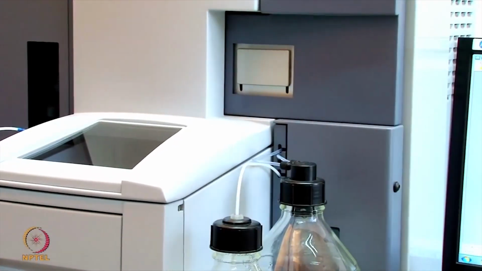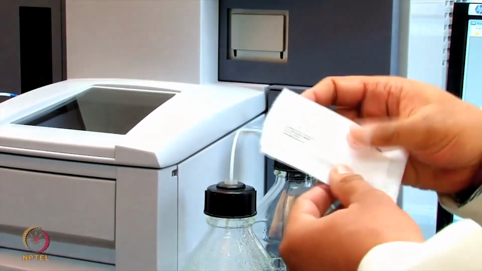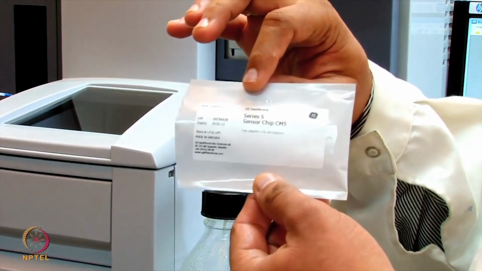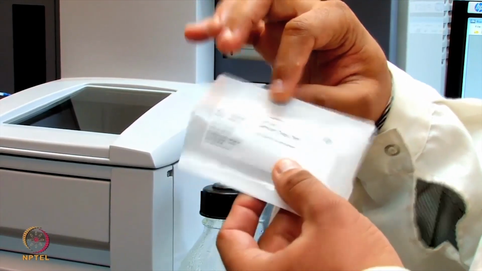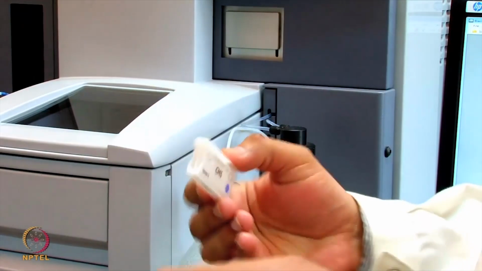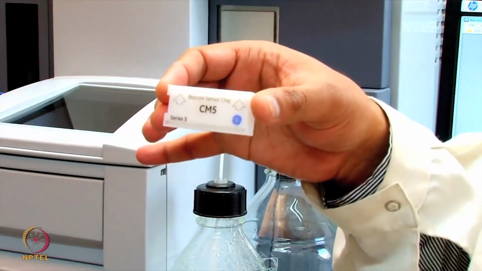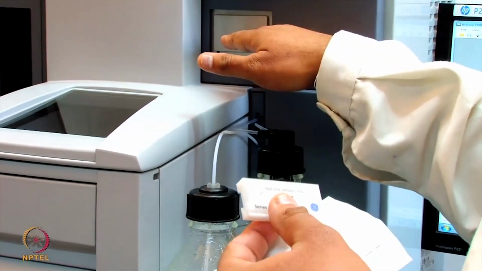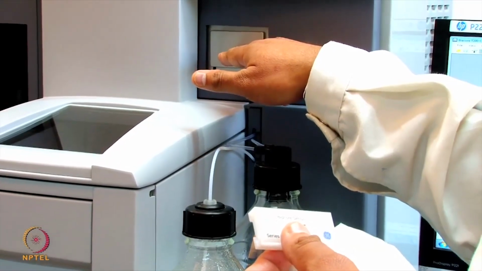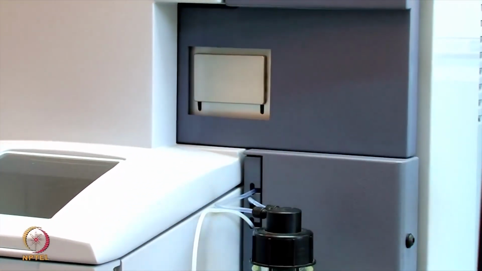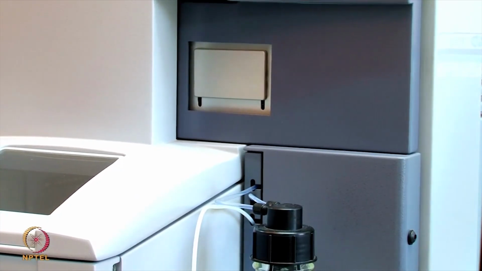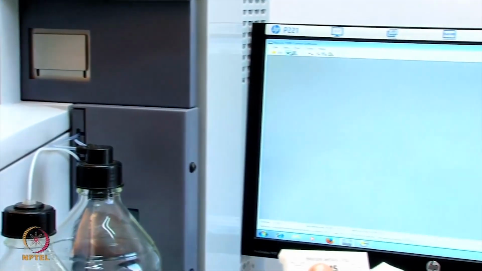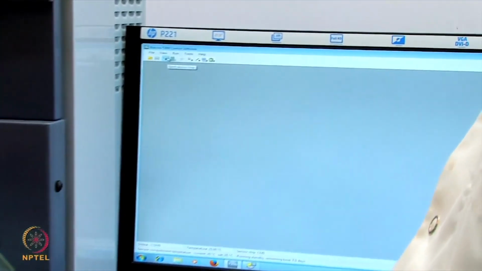So let us look at the chip now. So this is a new chip. The chips are generally provided in these cassettes, and the new CM5 chip will look like this. This chip will be inserted in the chip docking area. From the control software, we will eject the sensor chip that is connected.